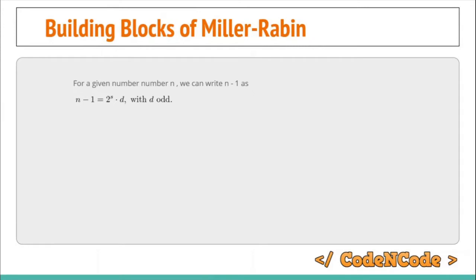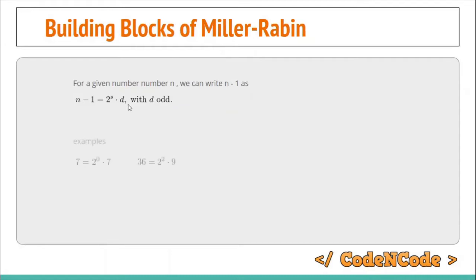Now, before studying the Miller-Rabin test, there are some building blocks which are necessary to understand it. One of the most basic things is this: for a given number n, n minus 1 can be written as 2 raised to power s times d, where d is odd. Basically, you are factorizing the number n minus 1 into even and odd factors. So this is the even factor, this is the odd factor. So n minus 1 can be written as 2 raised to power s, where s is some integer, times d. d is also an integer, which is odd.